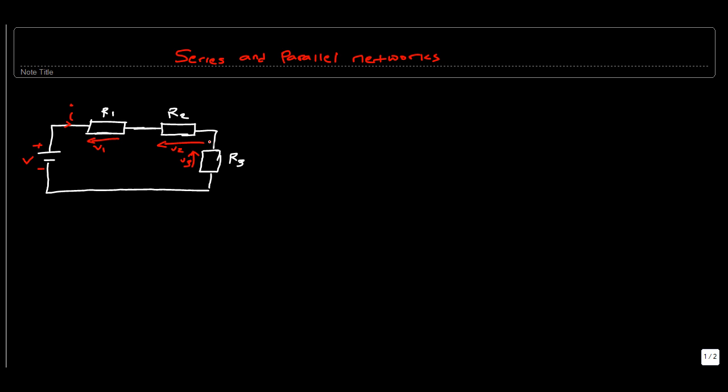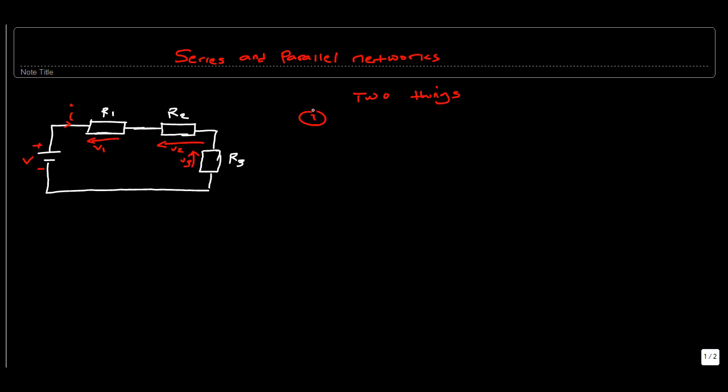Now this circuit arrangement is what we know as a series network. Some might call it a series circuit, and there are two things that stand out in a series network.